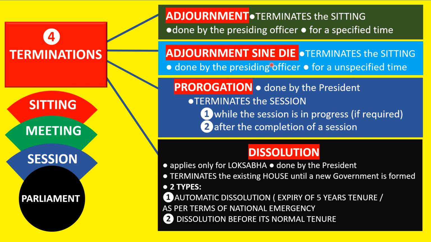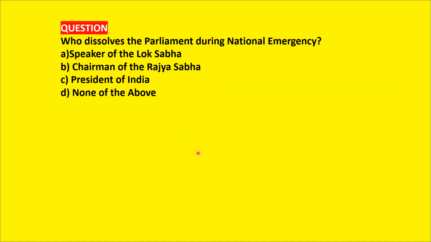Now since we have understood these 4 terminations, I invite you to the normal task of my day, that is looking at the question of the day. Let's go to the question of the day. Here is the question. It says, who dissolves the Parliament during national emergency? The options are Speaker of the Lok Sabha, Chairman of the Rajya Sabha, President of India, and none of the above. Let's reread the question.